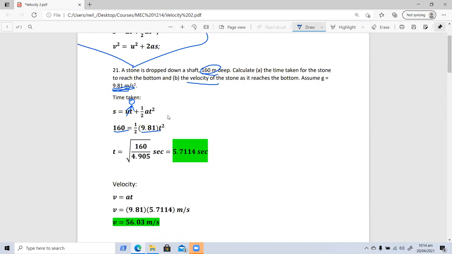Half AT squared. Solving this for T, we get T is equal to the square root of 160 divided by 4.905. This 4.905 comes from 9.81 divided by 2, or half of 9.81. Okay, plugging this into our calculator, we get the time taken to reach the bottom is 5.7114 seconds. Right.